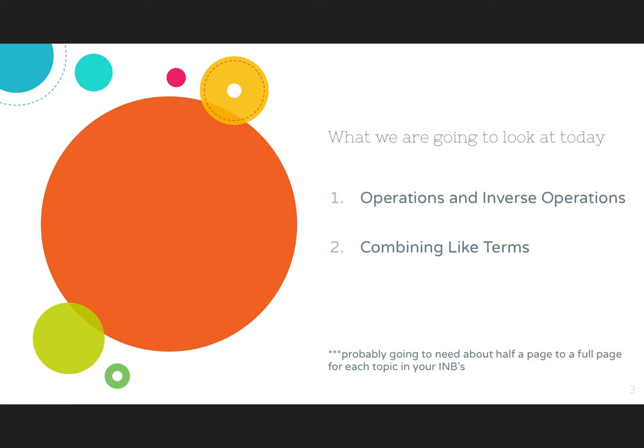So, as you can notice down here in the page, you're probably going to need half a page to a full page of space in your notebooks. I'm just a little bit distracted because I got to plug in my iPad before it runs out of battery. You'll need a half a page to a full page for each one of these two things. Operations and inverse operations is one thing, combining like terms is another. And like I said, at the end of class, you'll just work on a worksheet.